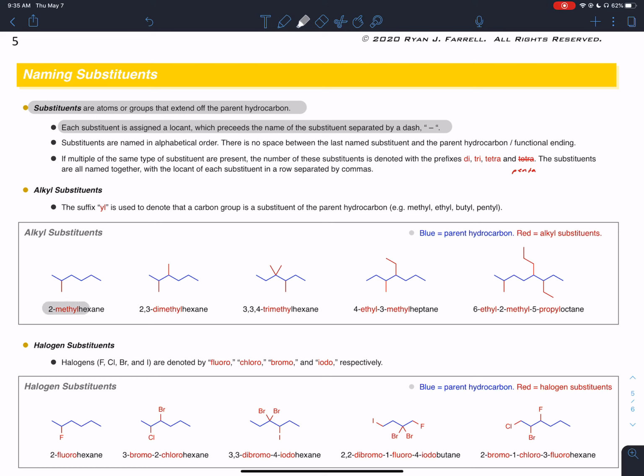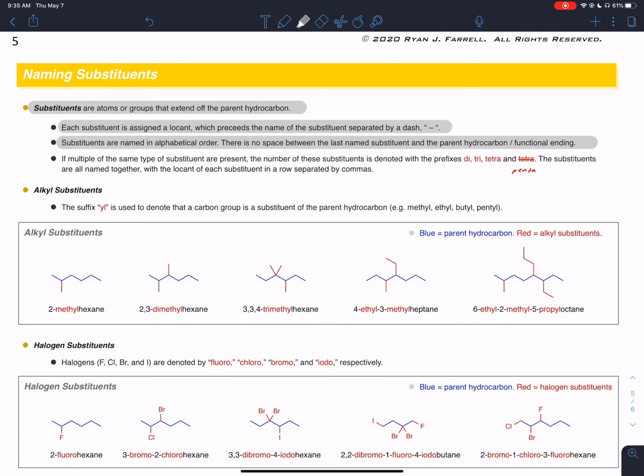left. Now, substituents need to be named in alphabetical order, and there is no space between the last named substituent. Take a look here at the middle of your screen. There is no space between the last named substituent and the parent hydrocarbon with the functional group ending.